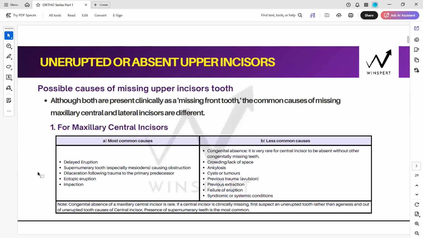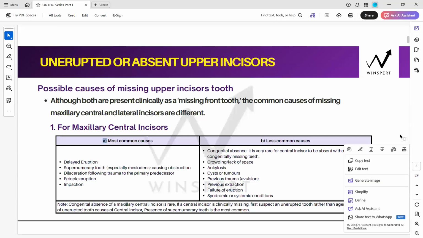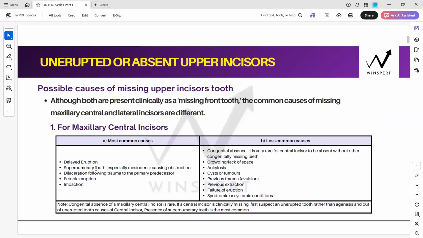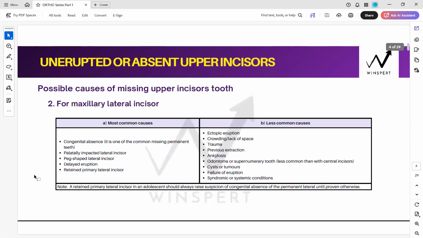The most common cause for a missing maxillary central incisor, number one, is delayed eruption. It is not agenesis. Congenital absence is extremely rare for the central incisor, whereas if you go to the lateral incisor, congenital absence becomes the most common, right? Lack of space, ectopic eruption or trauma are less common causes. So developmental defects are common in the lateral incisor, whereas delayed eruption, supernumerary teeth, dilaceration, ectopic eruption and impaction are common for the central incisors. Please give me a big yes if this major difference makes sense to you.